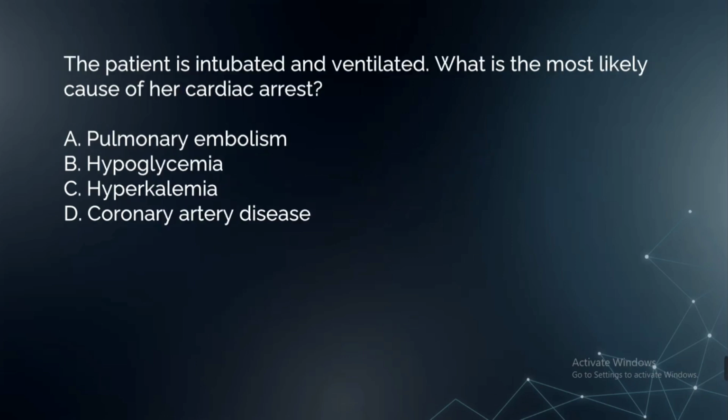The patient is intubated and ventilated. What is the most likely cause of her cardiac arrest? A. Pulmonary embolism. B. Hypoglycemia. C. Hyperkalemia. And D. Coronary artery disease. So the most common cause that we get to know of it is coronary artery disease in the patients.